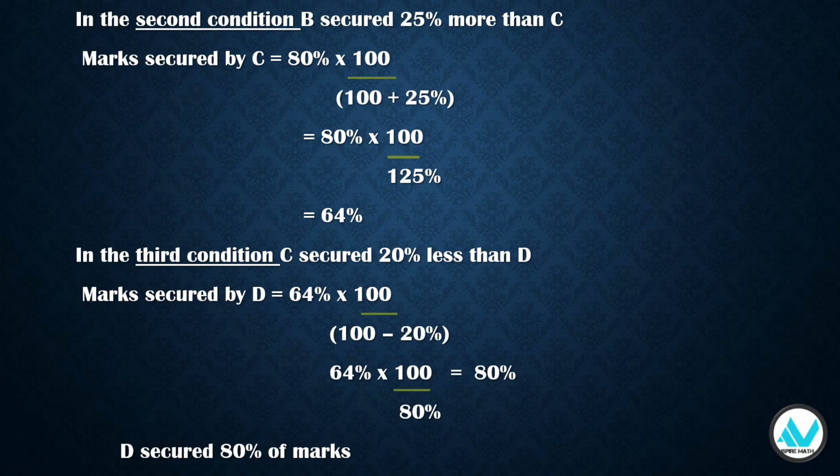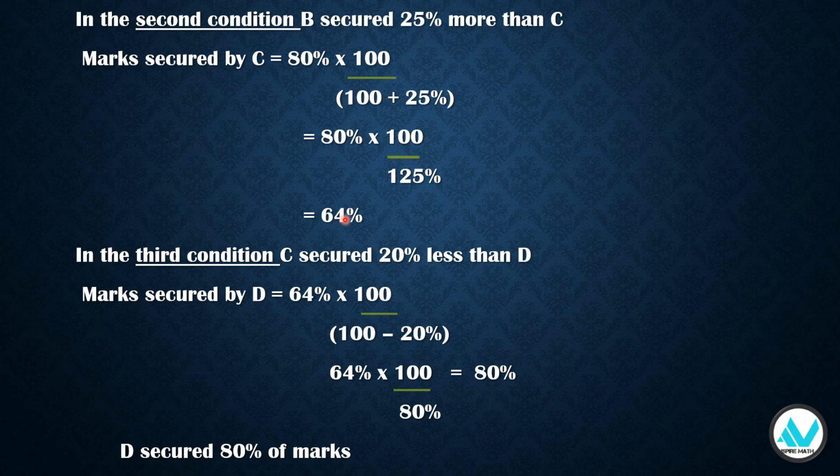In condition, B has secured 25% more than C. Therefore, the marks secured by C will be marks of B into 100 by 100 plus 25% because 25% more. So now 80% into 100 by 125. So when I cancel, I get 64%, which is nothing but the marks secured by C.